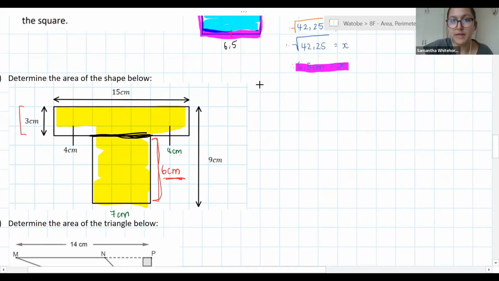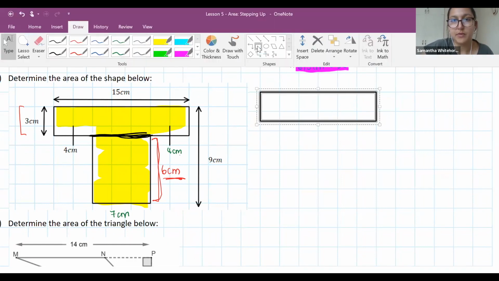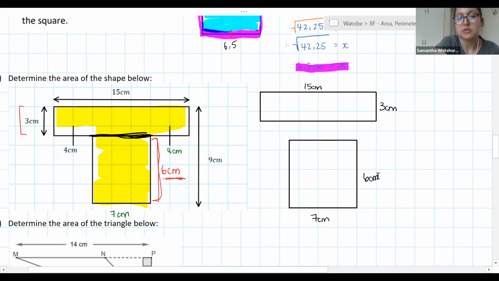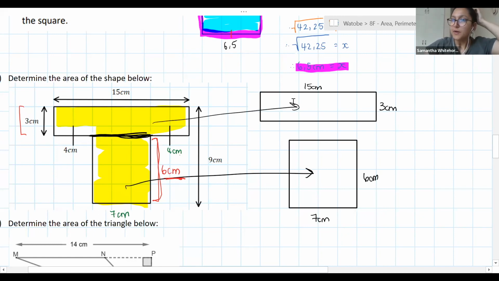Okay, so guys, remember, based on what we've drawn here, we've got one long skinny rectangle and a slightly stockier rectangle that we need to work out the area for. This top rectangle was 15 centimeters by 3 centimeters, and this bottom rectangle was 7 centimeters by 6 centimeters. If we work out the area of those 2 shapes and add them together, we can work out the total area. So just bear that in mind when doing your answers.